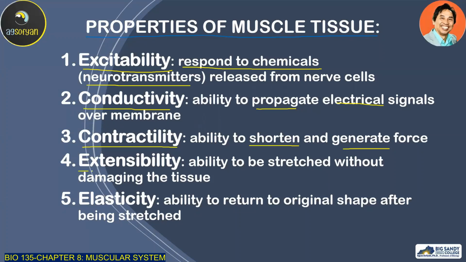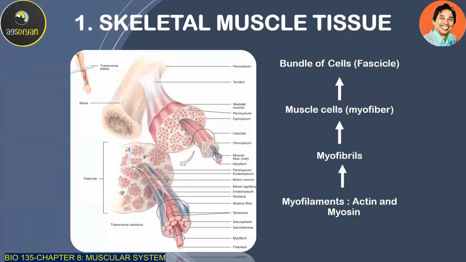And extensibility, the ability to stretch without damaging the tissue. So the muscle also stretches, which means it becomes longer. And elasticity, the ability to return to the original shape after being stretched. So it has this elasticity. So these are the 5 properties of muscle tissue.